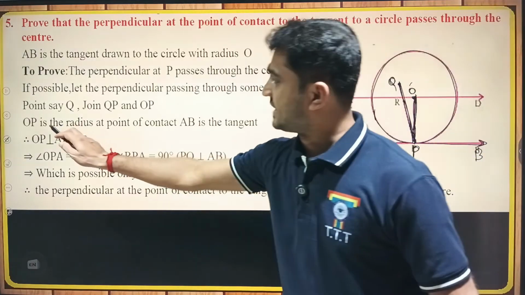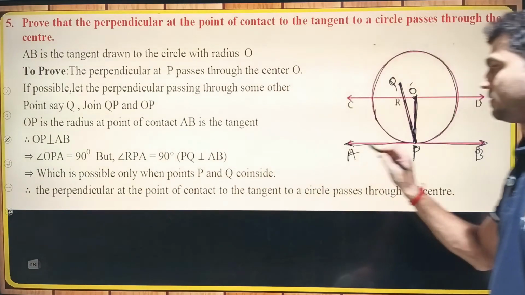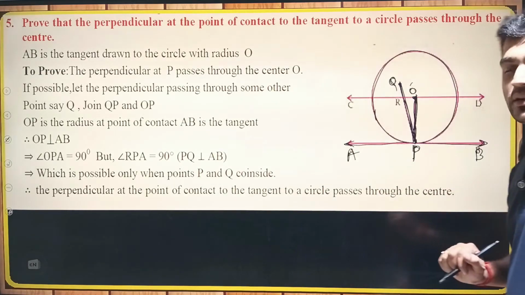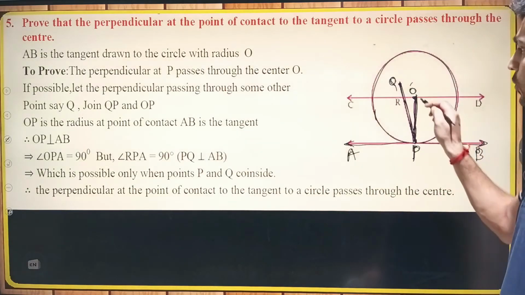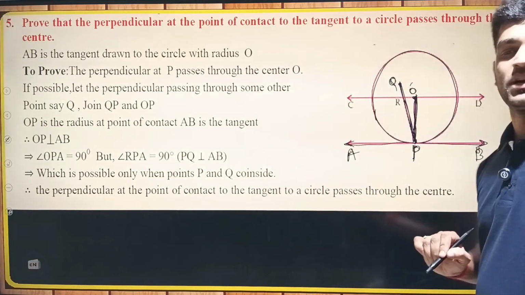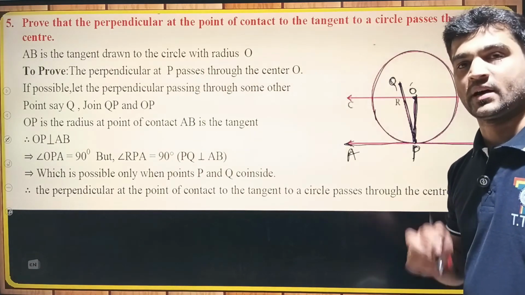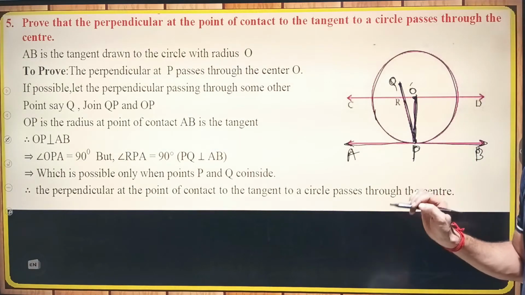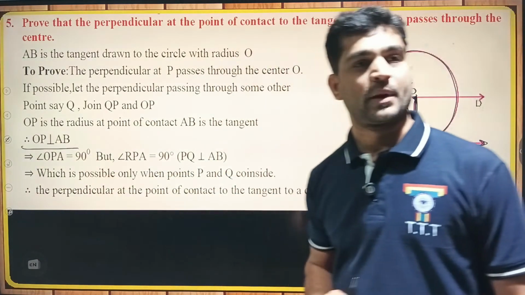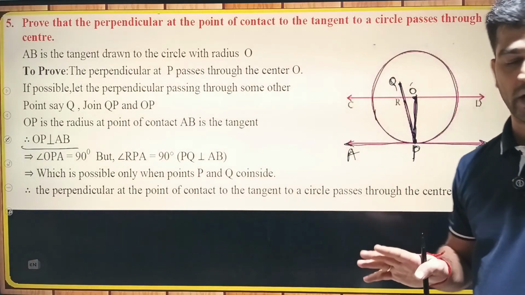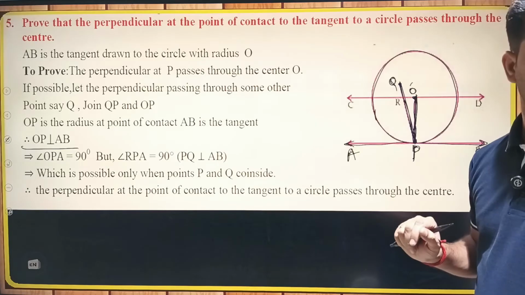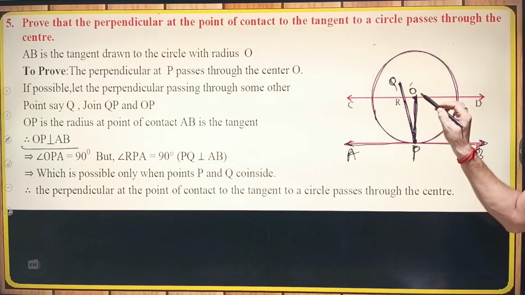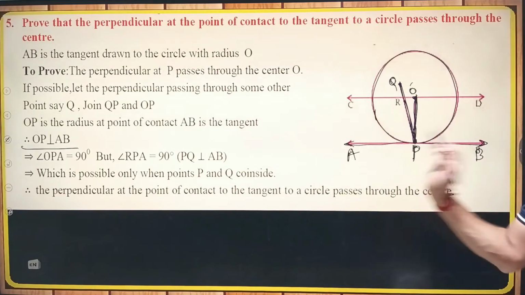Next, OP is the radius at the point of contact of tangent AB. Agree? AB is a tangent, and OP in this circle is the radius of the circle. So according to theorem number 1, OP is perpendicular to AB. I am not writing it here; since it is a theorem, instead of writing I am directly explaining. Therefore, OP is perpendicular to AB.